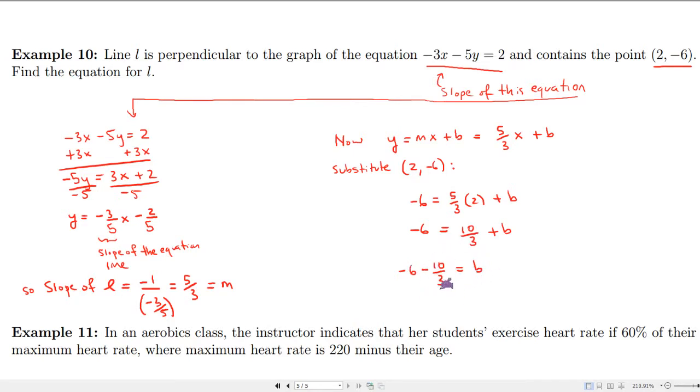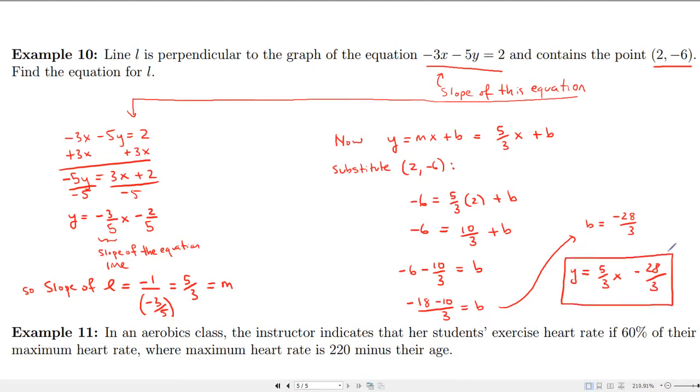Finding a common denominator, we have negative 18 minus 10 over 3 is equal to b, so that should be negative 28 over 3. So b is negative 28 over 3. Now what is going to be the equation? Well, we have it right up here: y is equal to mx plus b. So y is equal to 5/3 x, and then plus this, which is minus 28 over 3.